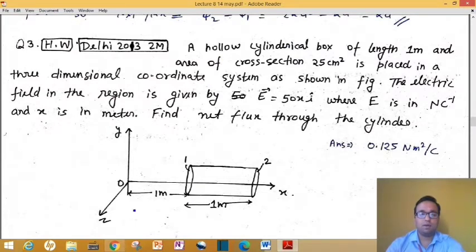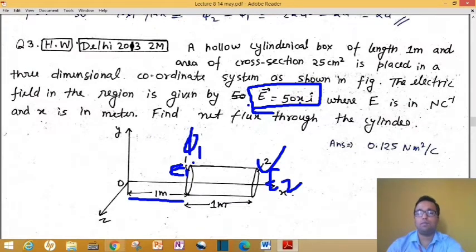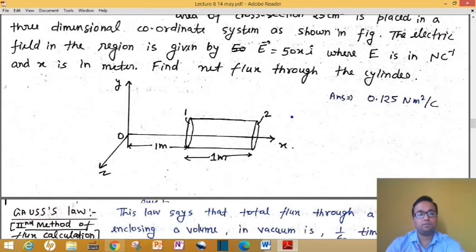A hollow cylinder is given and it is kept at 1 meter distance, and the electric field is variable, that is given as 50x. Okay, means if you increase the amount of x, your electric field will be more. First you will calculate electric field at 1, that will be how much? 50 into x, that is 1 meter. Then you will calculate electric field at 2, that will be 50 into 2 meter. Then you will calculate flux at 2 and then flux at 1. Okay, and the answer is also given. This should come out in your answer. You have to calculate net flux. Okay, now move to the second question.